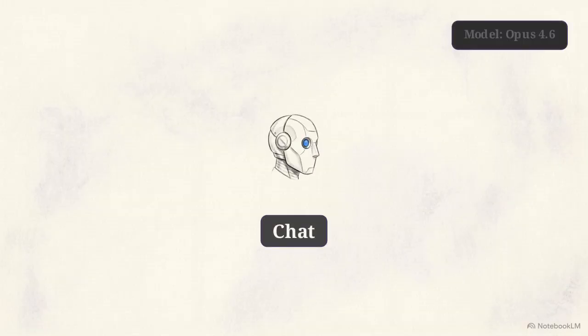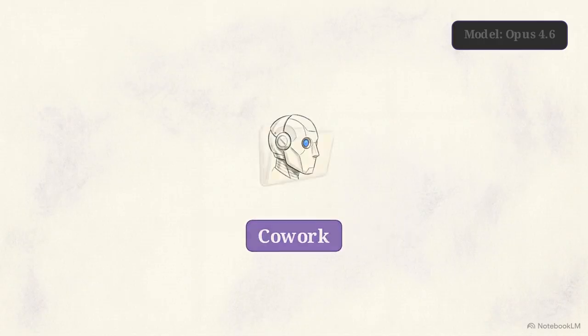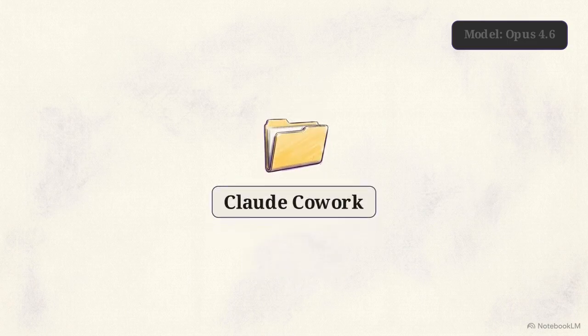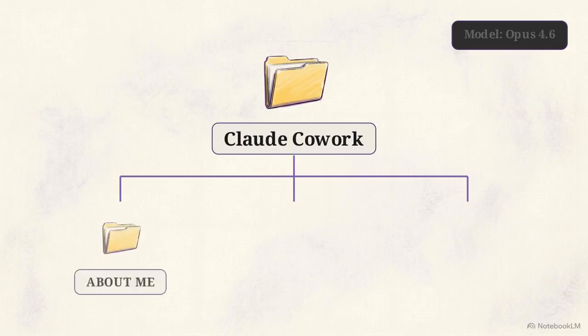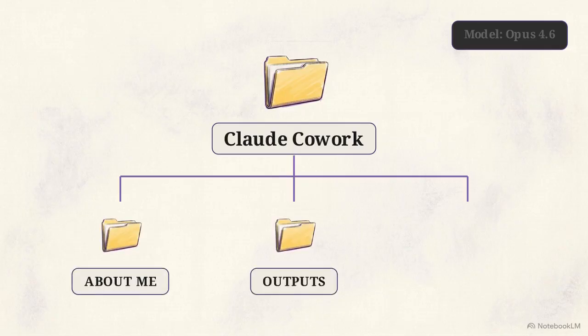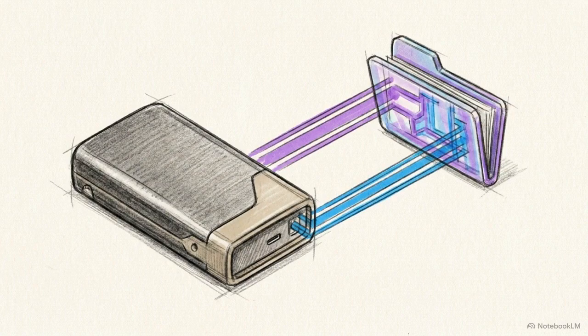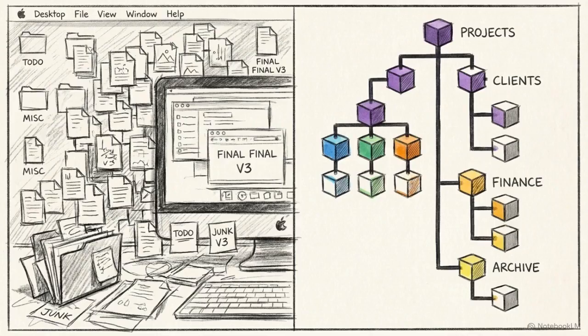Step 1. Open the Claude desktop application. Switch away from the standard chat interface and click the Cowork tab. Now create a new master directory on your computer named Claude Cowork. Inside, add 3 subfolders: About Me, Outputs, and Templates. Claude Cowork will continuously read from and write directly to this exact folder tree. The organization you set here determines the quality of the work it produces.